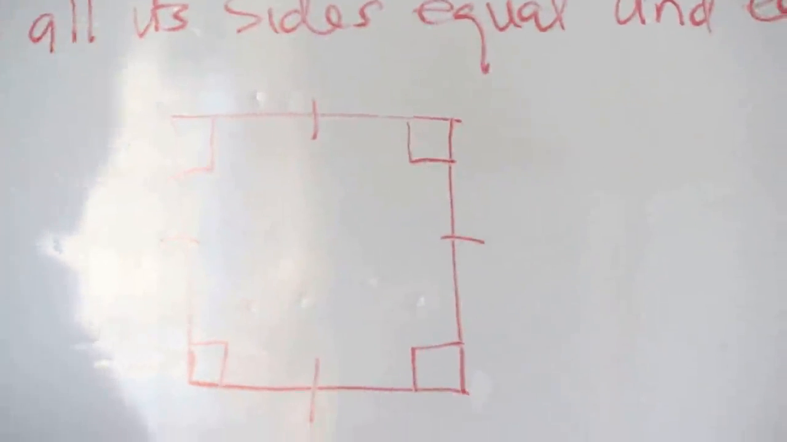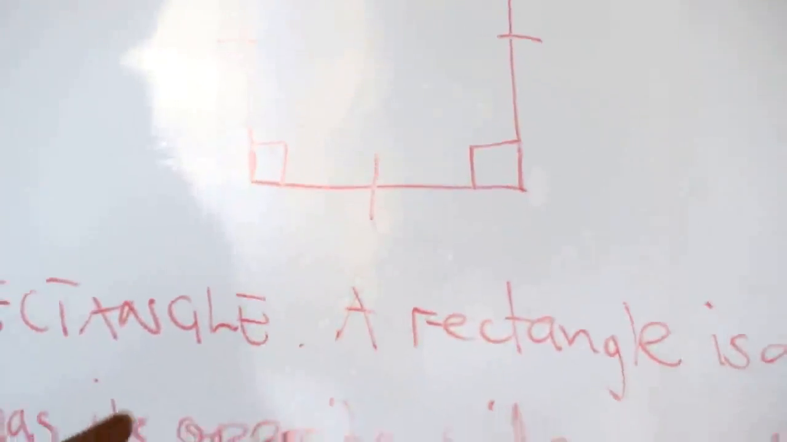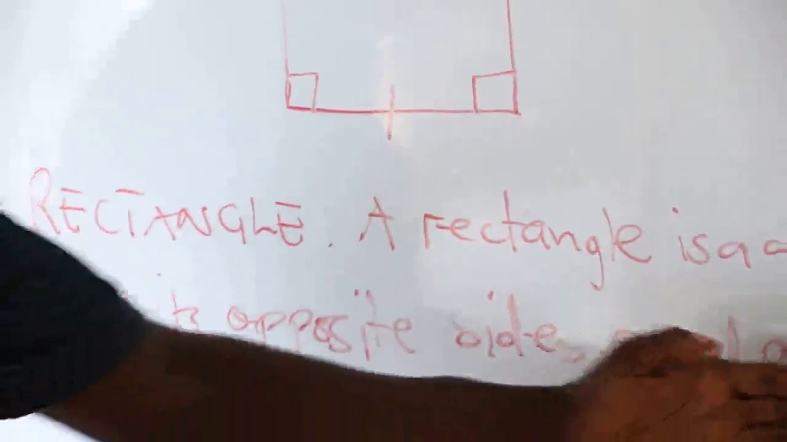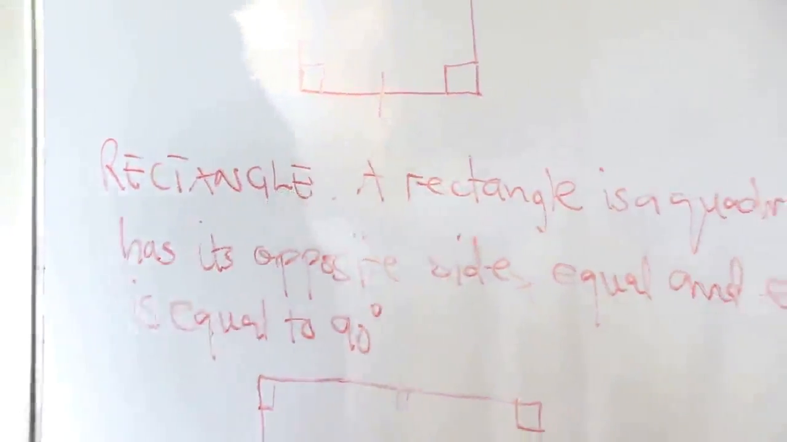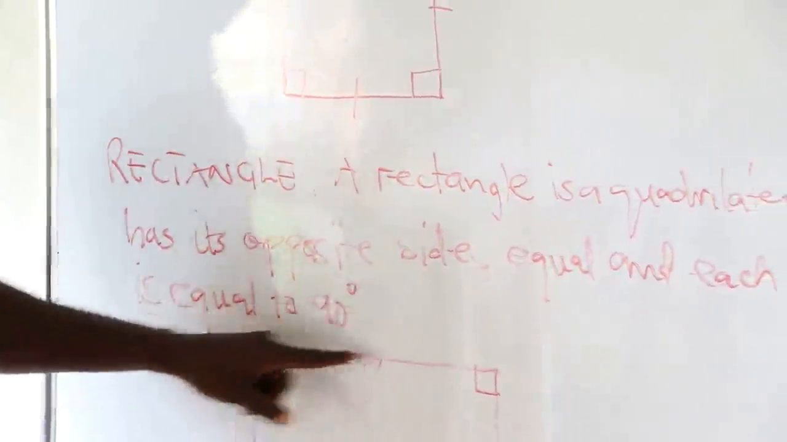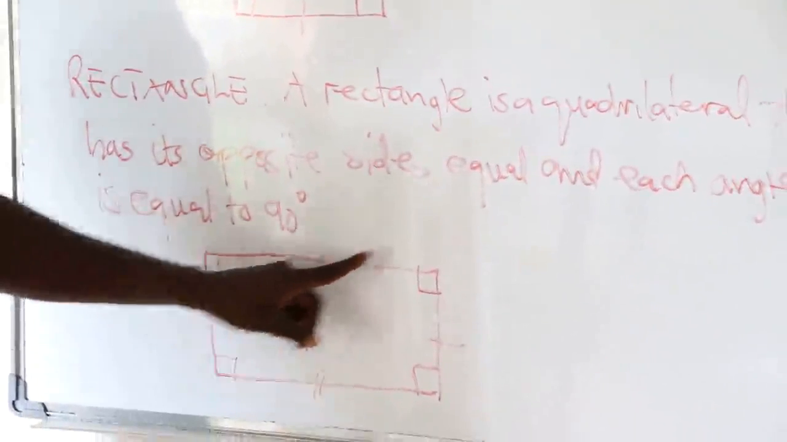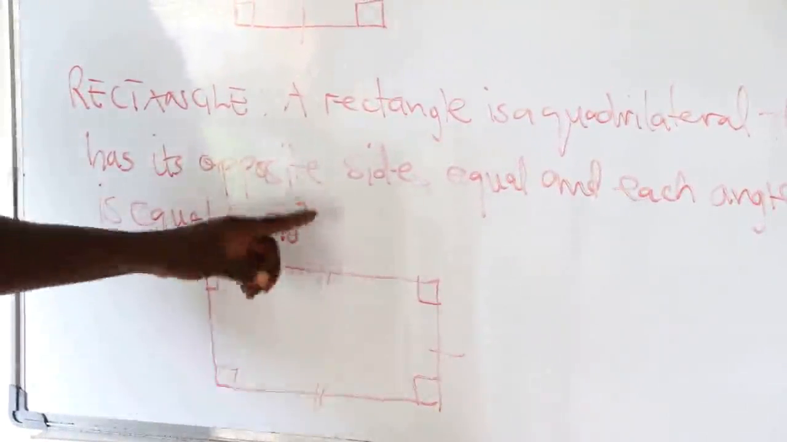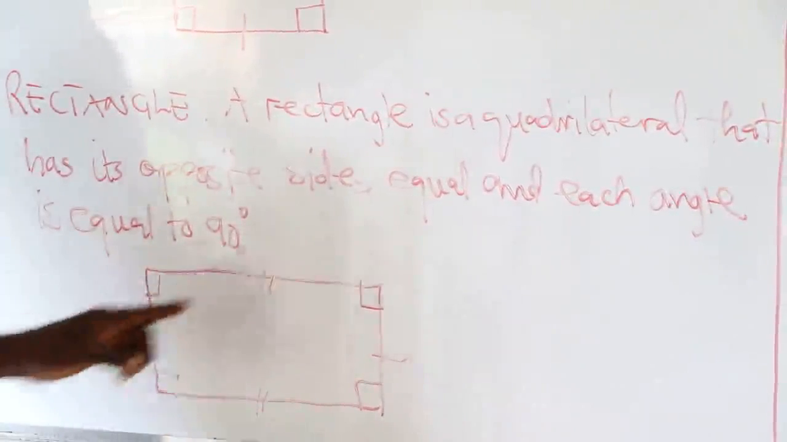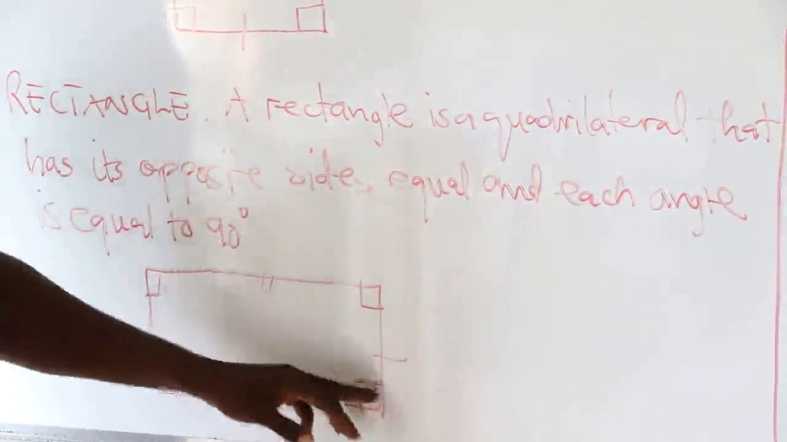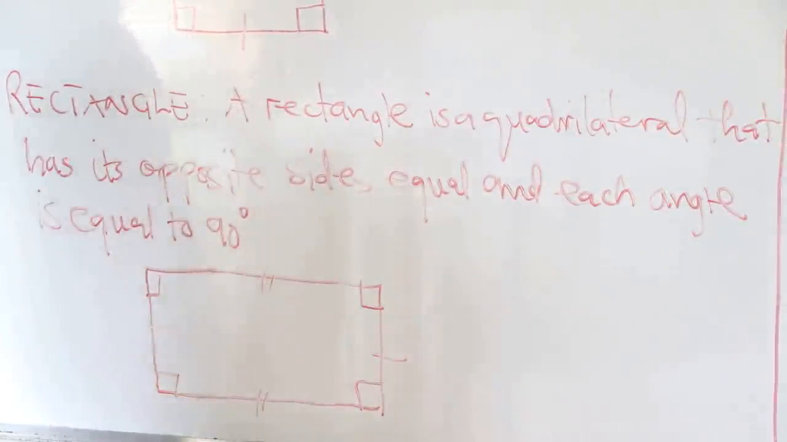Rectangle. A rectangle is a quadrilateral that has its opposite sides equal and each angle is also equal to 90. Now, if you look at the sides of this rectangle, this one is parallel to this and they are equal. This one is parallel to this and they are equal. And each of these angles makes up 90 degrees.